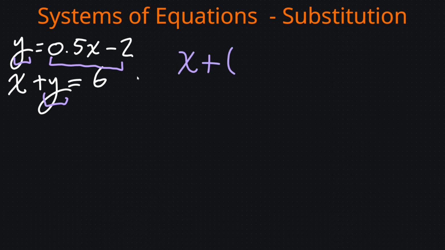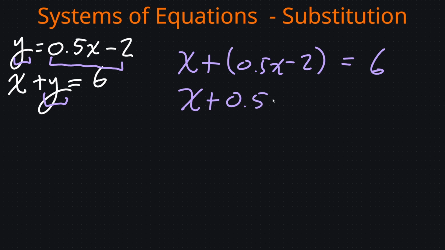I'm going to put a parentheses 0.5x minus 2. And then write everything else exactly the same, still equal to 6. Don't forget to write everything else. Now here the parentheses didn't do much, but as we saw before, sometimes it matters. So I make it a habit to write them. Here I'm going to have x plus (0.5x minus 2) is equal to 6.